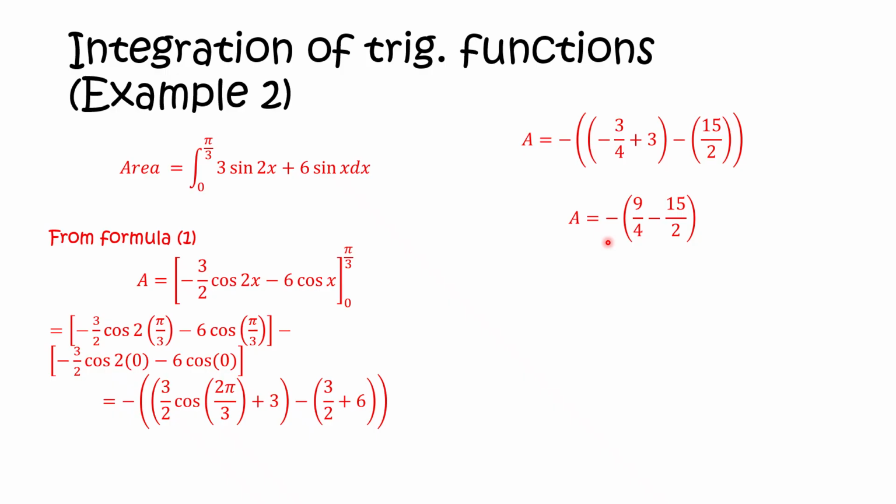Great. So now simplifying what we have inside the parentheses, we are going to have A equal to minus 9 over 4 minus 15 over 2. Then simplifying that, we would get our final answer as 21 over 4 square units. And we are keeping this as exact as possible. Of course, I left my answer as an improper fraction. We can actually leave it as a proper fraction without the decimals.